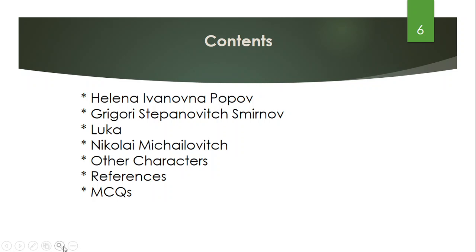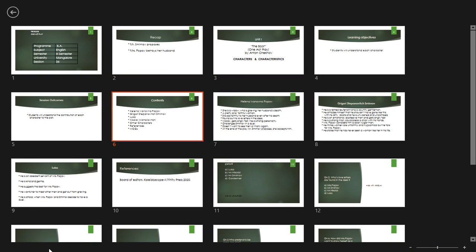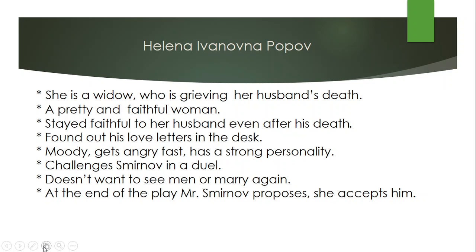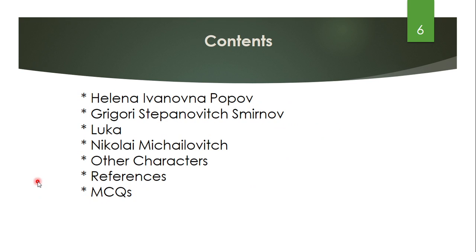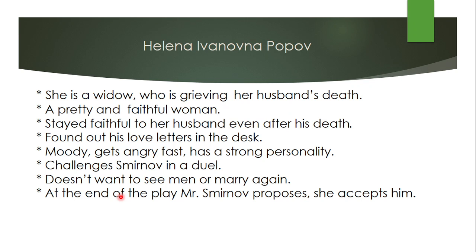First one, Helen Popov. We have the major characters, Helen Popov, and another very important character, Grigory Stepanovich Smirnov, and the servant, the minor character, Luka, and Nikolai, Mrs. Popov's husband, who never comes on the stage, and other characters. And ultimately we have 10 MCQs, multiple choice questions.